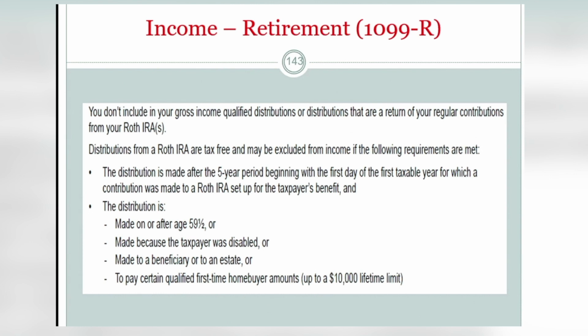The distribution is made after the 5-year period beginning with the first day of the first taxable year for which a contribution was made to a Roth IRA set up for the taxpayer's benefit, and the distribution is made on or after age 59 and a half, or because the taxpayer was disabled, or made to a beneficiary or to an estate, or to pay certain qualified first-time home buyer amounts up to $10,000 for a lifetime. So there are just some rules for the Roth IRA in which it wouldn't be considered taxable.